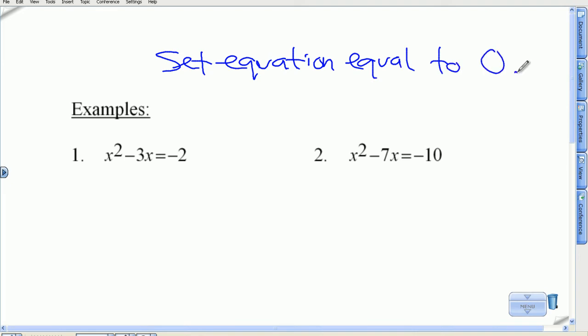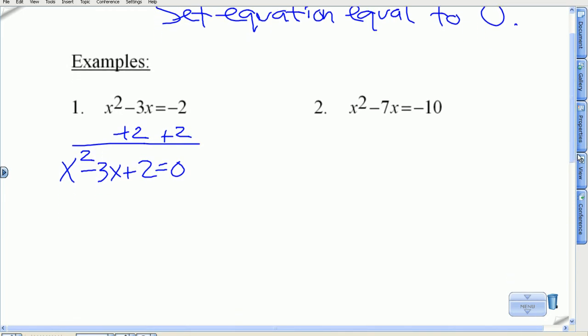Each problem is going to be its own animal like that. Some of them will already be set equal to 0. Some of them you're going to have to manipulate. So in this particular case, I have to get that 2 to the other side. I'm going to add it to both sides. Negative 3x and 2 are not like terms. So I get x squared minus 3x plus 2 equals 0.